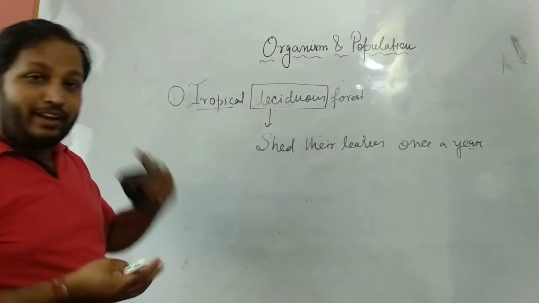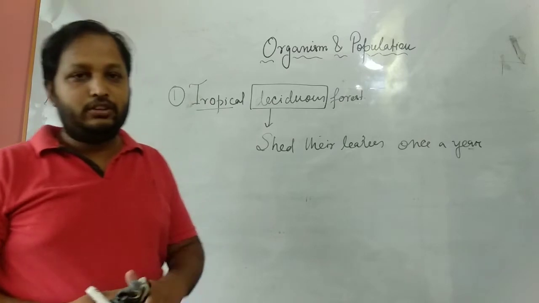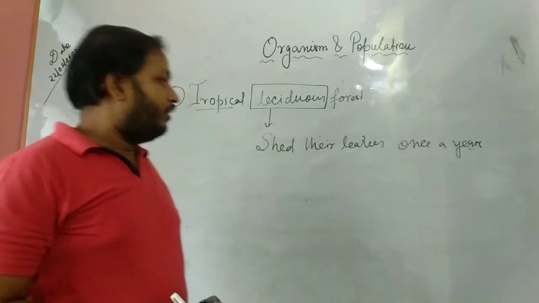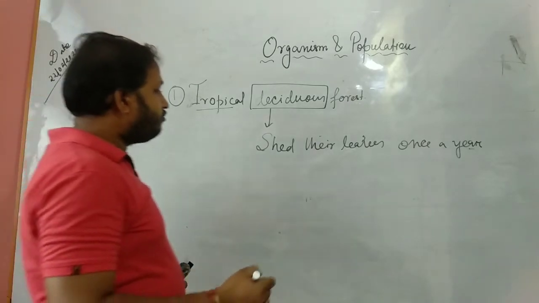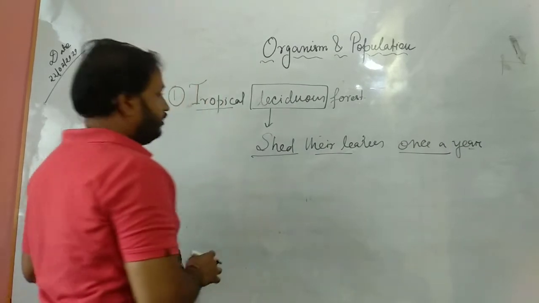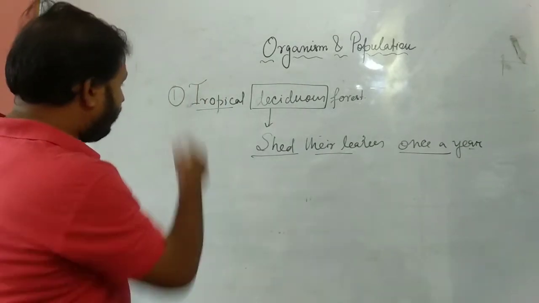But the tropical rainforest is also called evergreen forest because tropical rainforest trees do not shed their leaves throughout the year. Okay. So deciduous trees shed their leaves once in a year. This is a very important point.